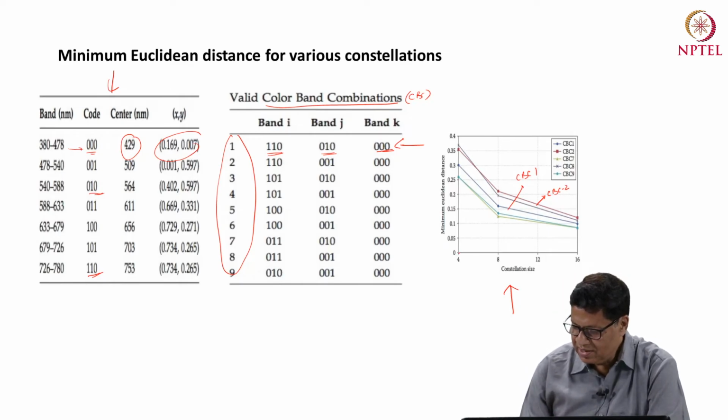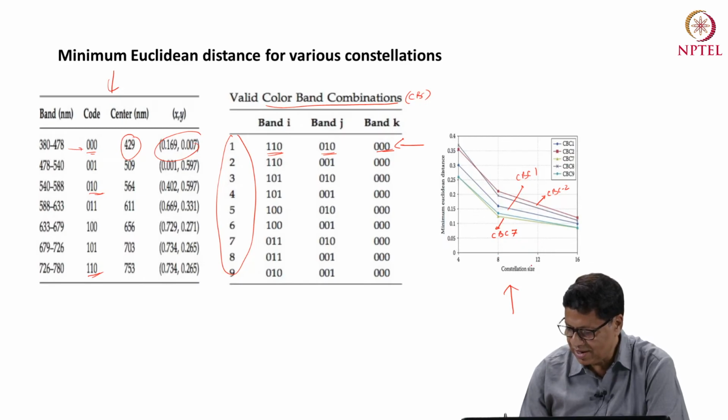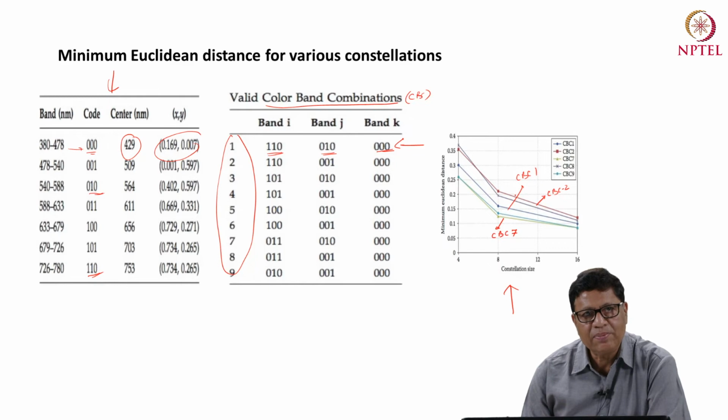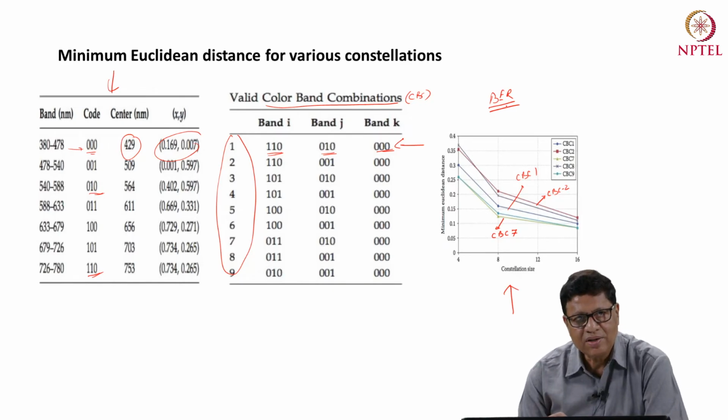So the minimum Euclidean distance, for example, for CBC7 is for 4, the values are less as compared to CBC1 or CBC2. And the same trend is valid for higher constellation diagrams. So basically, this will give you different performance in terms of BER. So one can try different color band combinations, and you will get different minimum Euclidean distance, which will actually decide the performance of your system.